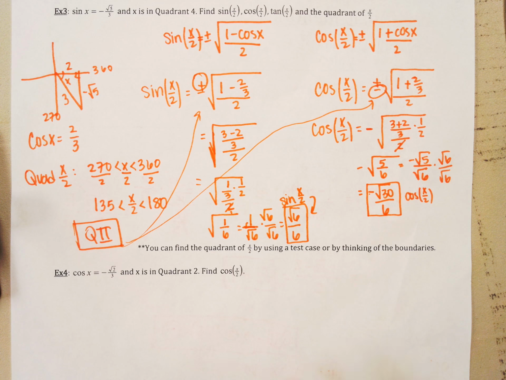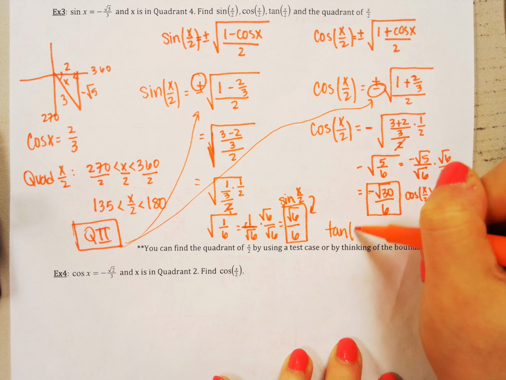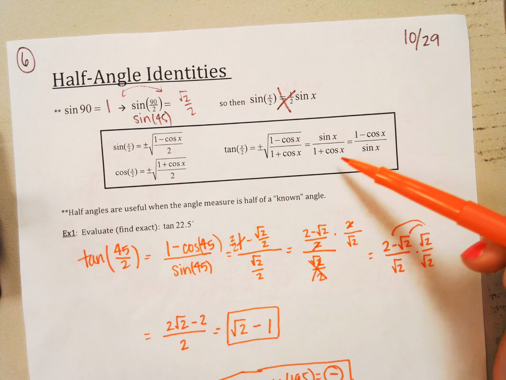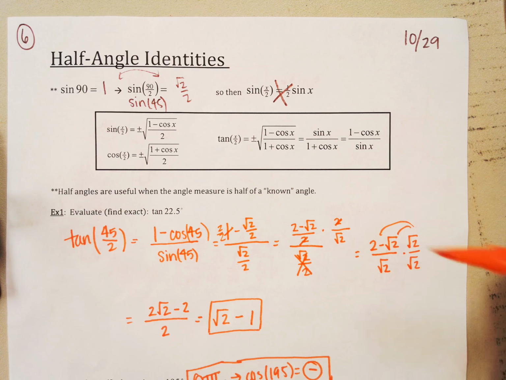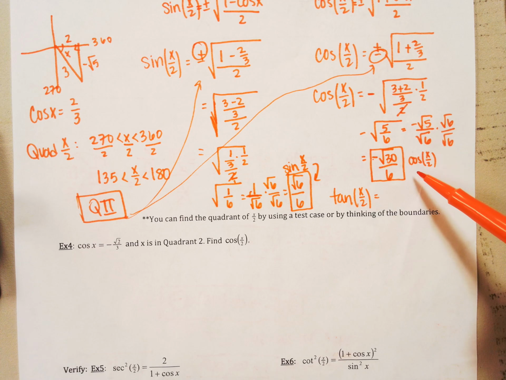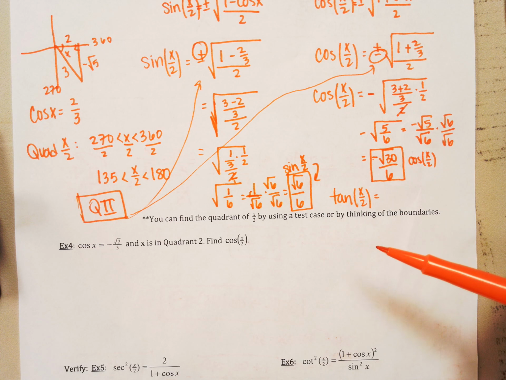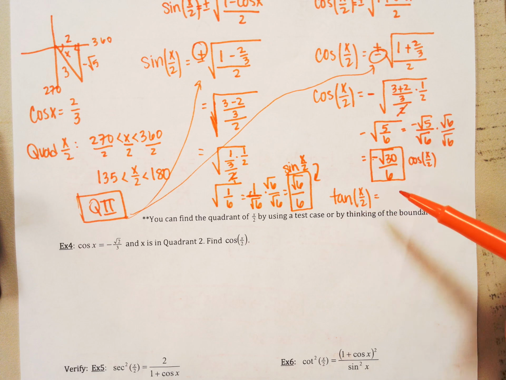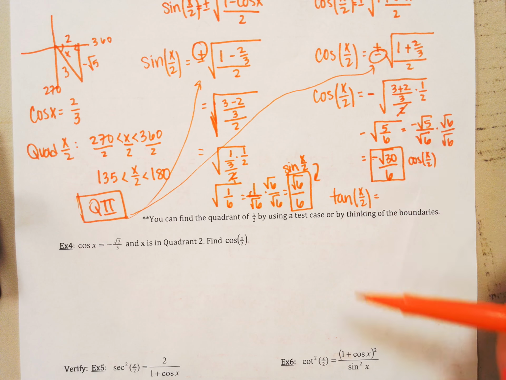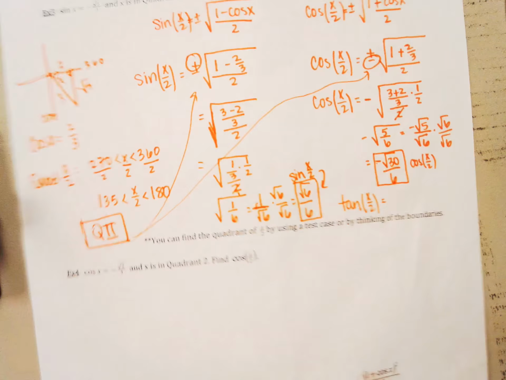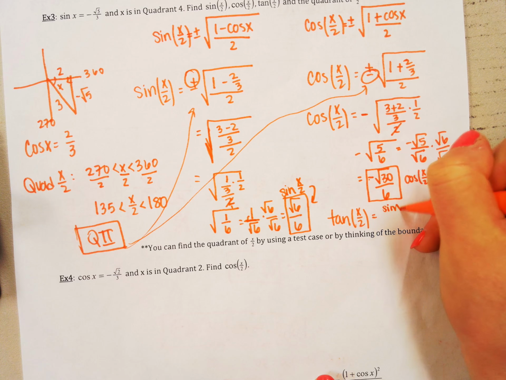Okay, so for my tangent of x over 2, I could use my identity, which isn't the worst idea. I could use my identity to come up with these two things and then simplify it, or you could do sine over cosine. You just have to be a little bit careful when you do that, because when you simplify, it's easier one way or the other, and we can go over that some more. I'm just going to use my identity, this one here, sine x over 1 plus cosine x. I'm running out of room.